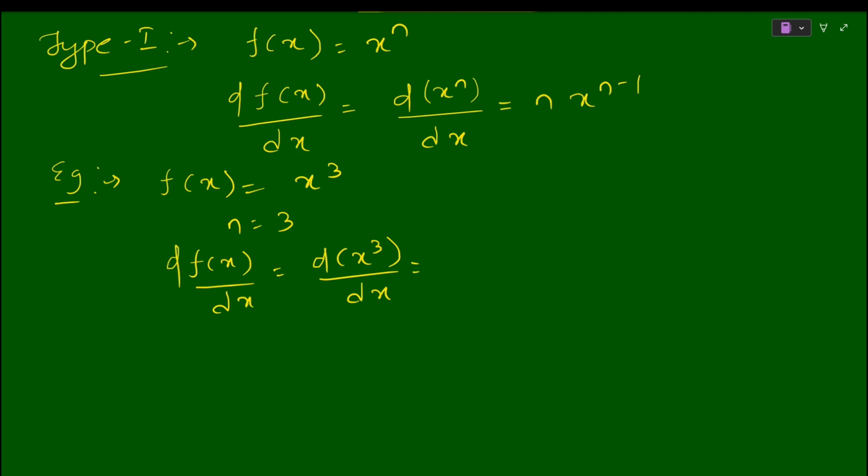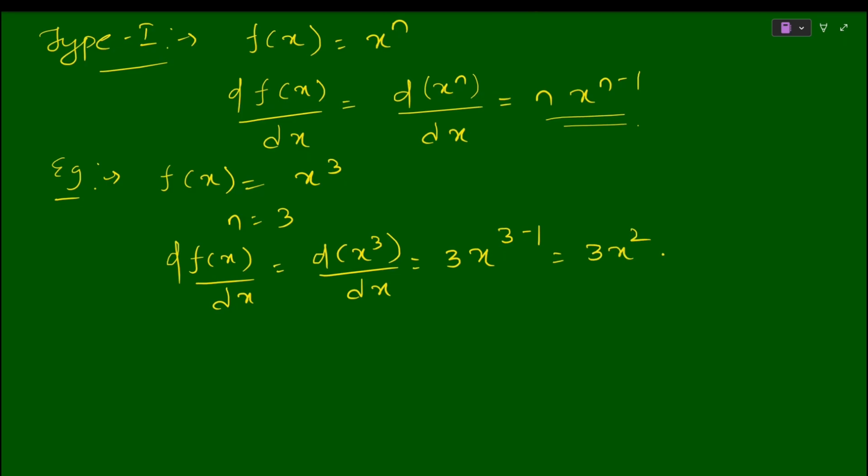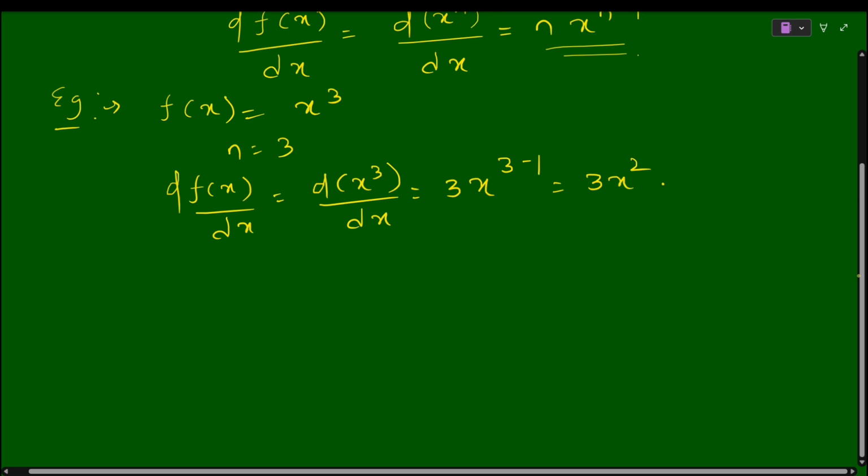So how do we find this? See, what is the value of n? n is equal to 3. So in the derivative formula, on the right hand side, we will use this value. n is equal to 3, then x to the power 3 minus 1, that is 3x squared. So all you have to do is find the value of n.